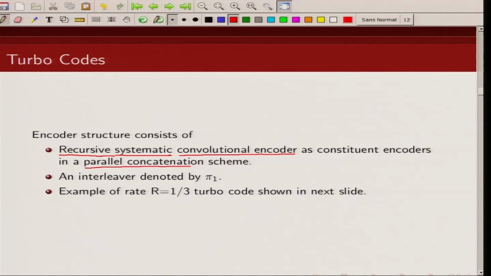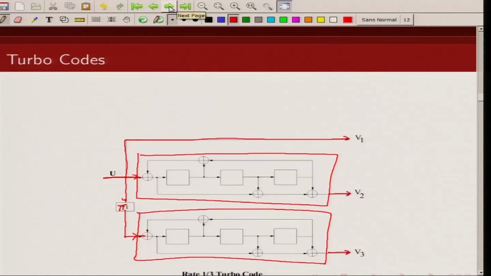The third thing to note, very crucial, is the use of recursive encoders. What are recursive encoders? These are feedback encoders. So, there is a feedback from the output to the input. Note here, there is a feedback from the output going to the input. So, these are all feedback encoders. Now, why do we need feedback encoders? I will just give a very simple example to illustrate.